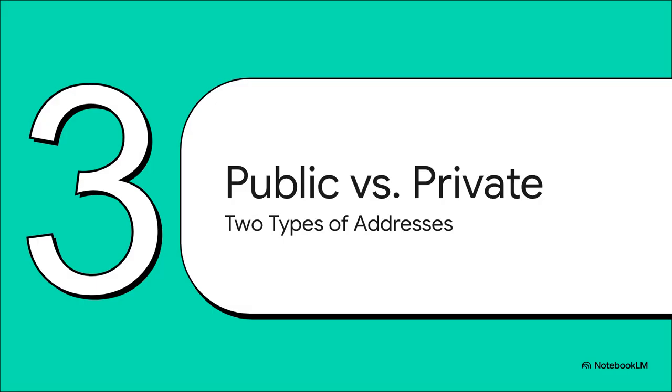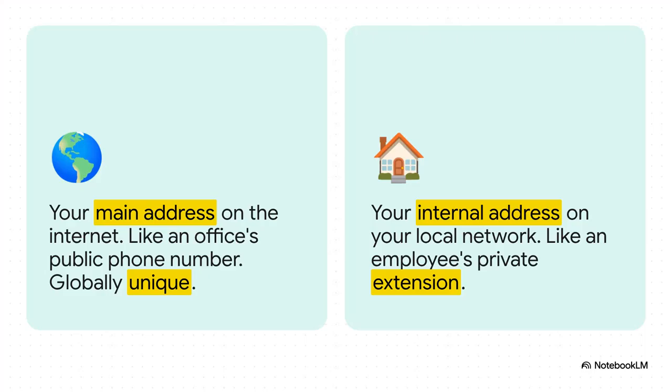There's a little twist. You see, not all IP addresses are created equal. In fact, to keep everything organized and secure, they're split into 2 very different types, public and private. The best way to get this is to think about an office phone system. Your public IP address is like the main phone number for the entire company. It's the one globally unique number that the outside world uses to call in. Your internet service provider, your ISP, gives you this one.